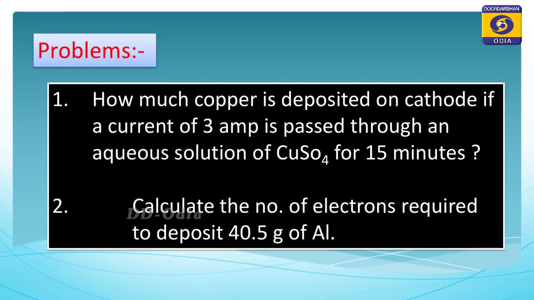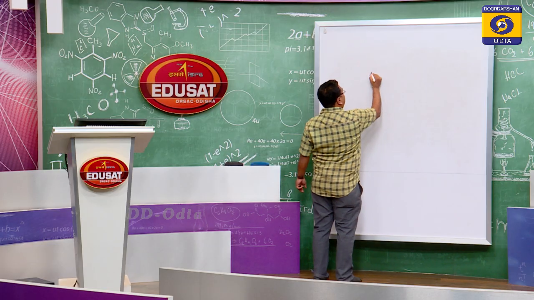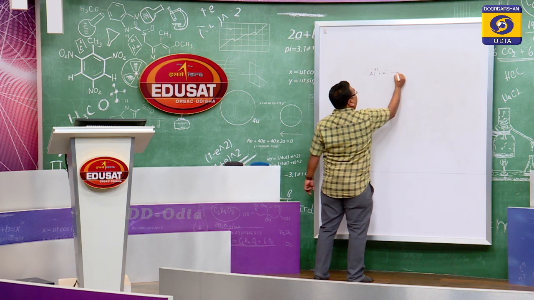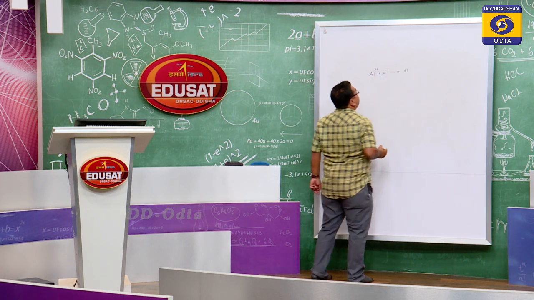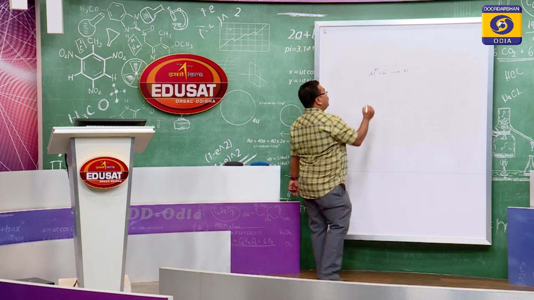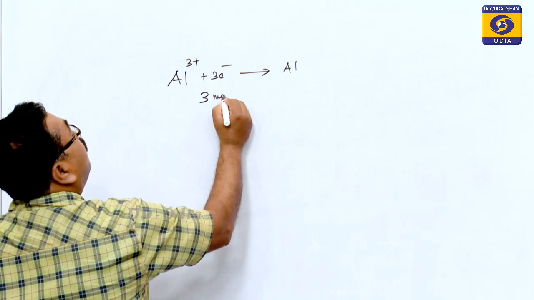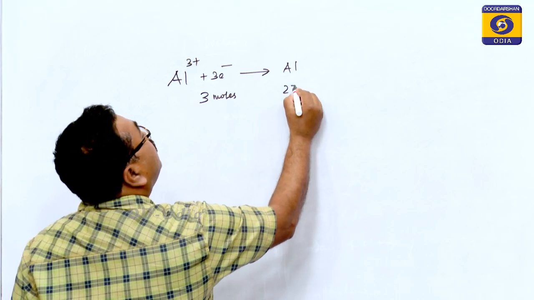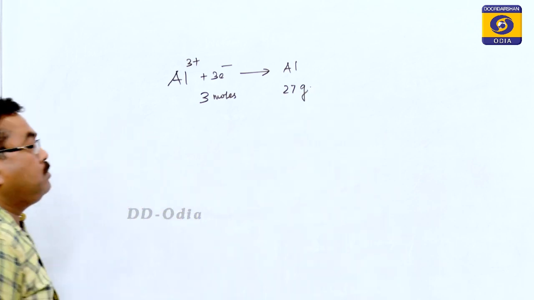The problem says: calculate the number of electrons required to deposit 40.5 gram of aluminum. Here you see it is not asked how much charge, it is asked how many electrons are required. This is the reduction equation showing the formation of aluminum. According to this equation, 3 moles of electrons produce 27 gram of aluminum.